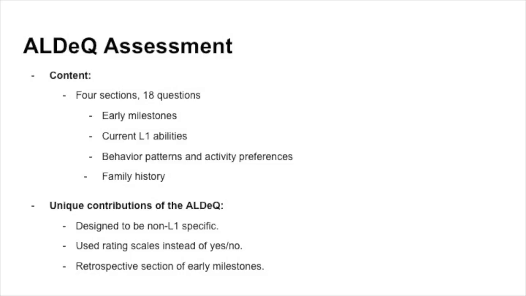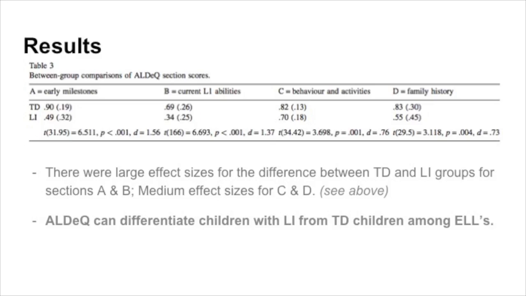In order to see if the ALDQ is able to correctly identify typically developing and language impaired children among ELL, they gave the assessment to the 2 groups, typically developing and language impaired, and examined whether the assessment was able to correctly identify the children in each group. Based on the results, there were significant differences between the responses on the ALDQ for TD and language impaired children. The chart here shows the means for each group from each section. There were large effect sizes for the differences between the groups for early milestones and current primary language abilities, and medium effect sizes for the differences between the groups for behavior and attitudes and family history.